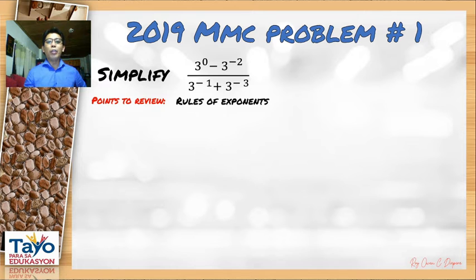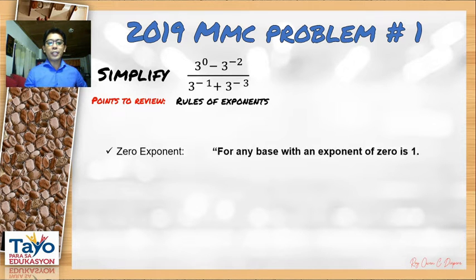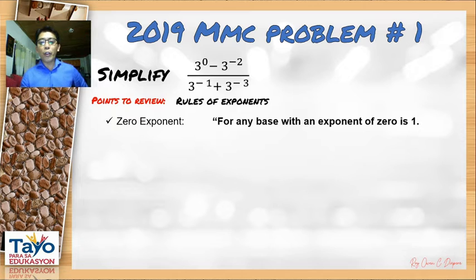Ang rules of exponent ang nating i-review. Zero exponent. For any base with an exponent of 0 is 1. Take note, any base. Halimbawa po, 5 to the power of 0 is equal to 1. Ang 5 po ay the base, yung 0 is our exponent, which is equal to 1. Another example is 7 to the power of 0 is equal to 1, and 7 is our base, 0 is our exponent, therefore that is equal to 1.